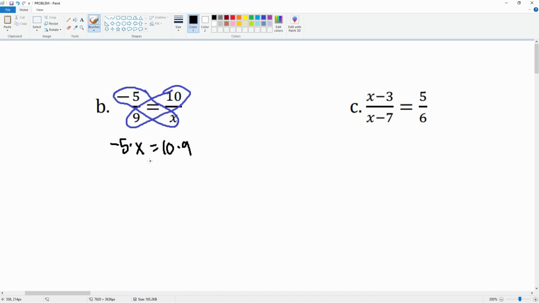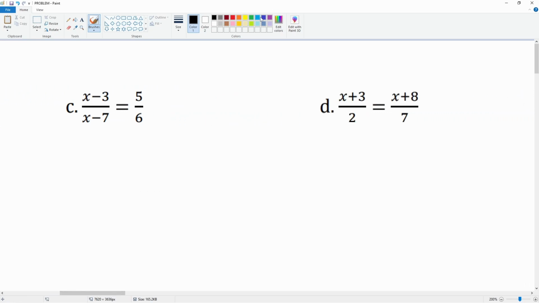Negative 5 times x is negative 5x. 10 times 9 is 90. Divide both sides by negative 5. This cancels out, leaving you x is equal to 90 divided by negative 5, which gets you negative 18.